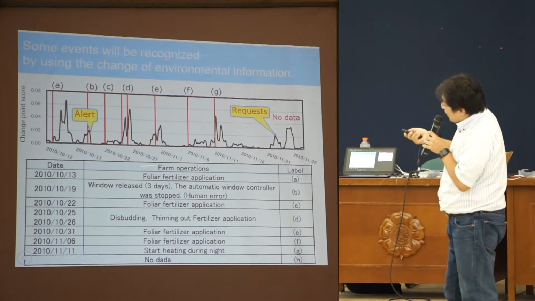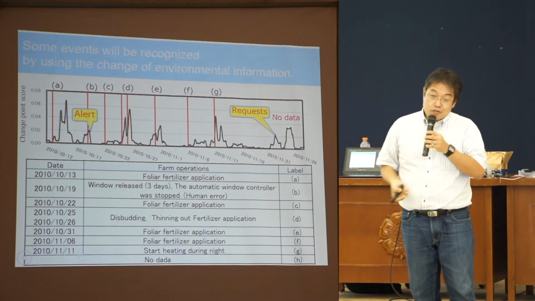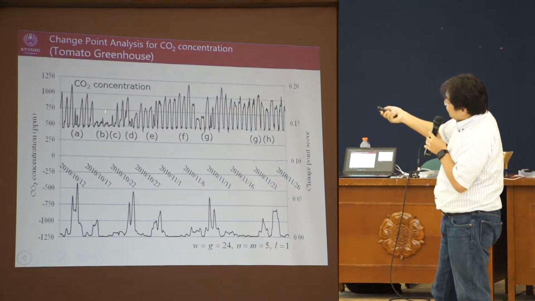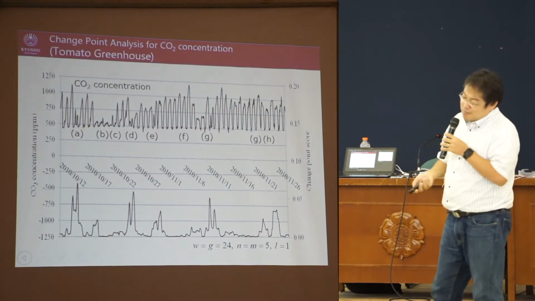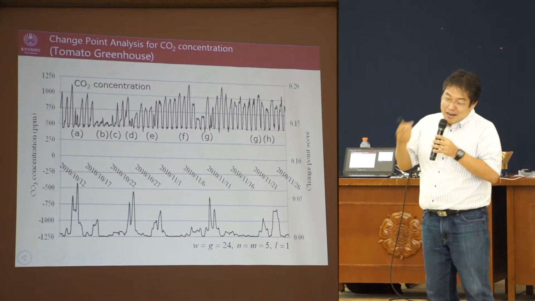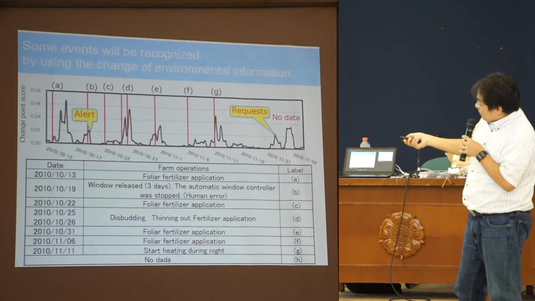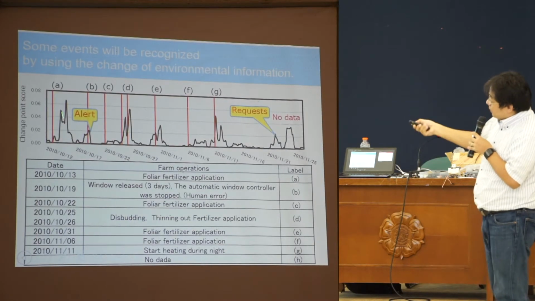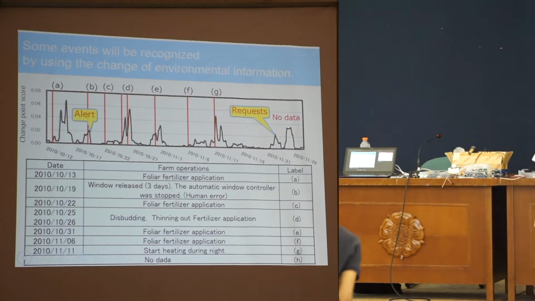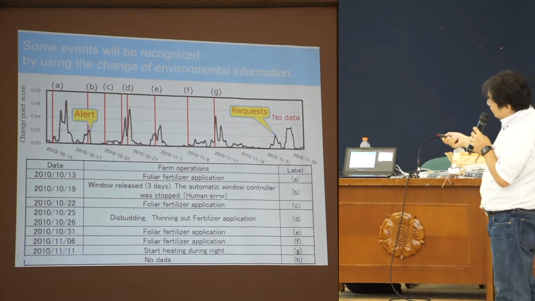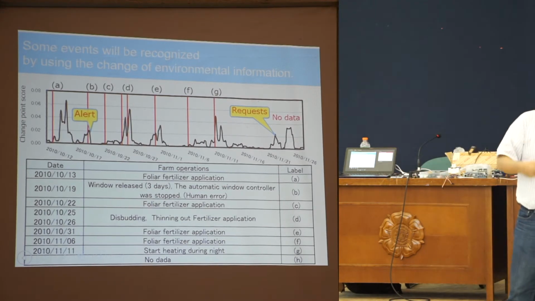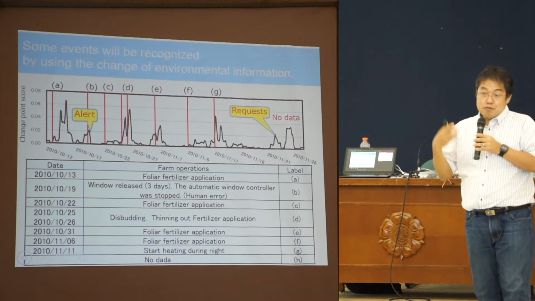So this one, the third one, the windows were open for 3 days. This part, 3 days. So this profile is completely different. So this is immediately caught by eye, but this part is also found by using change point analysis. And another thing, cutting leaves, the photosynthesis action also changes.